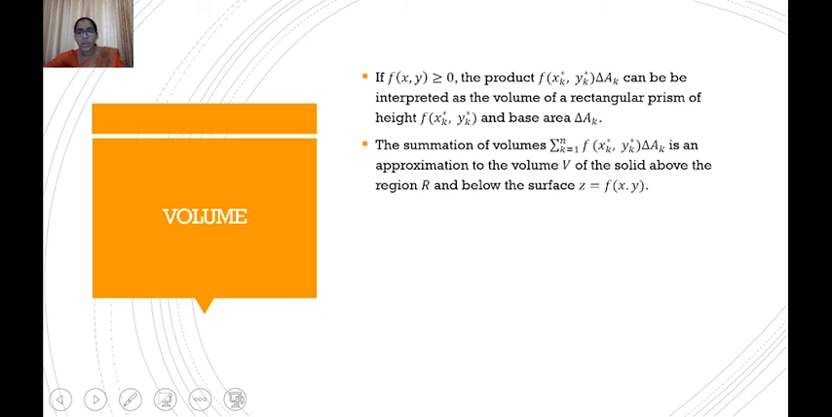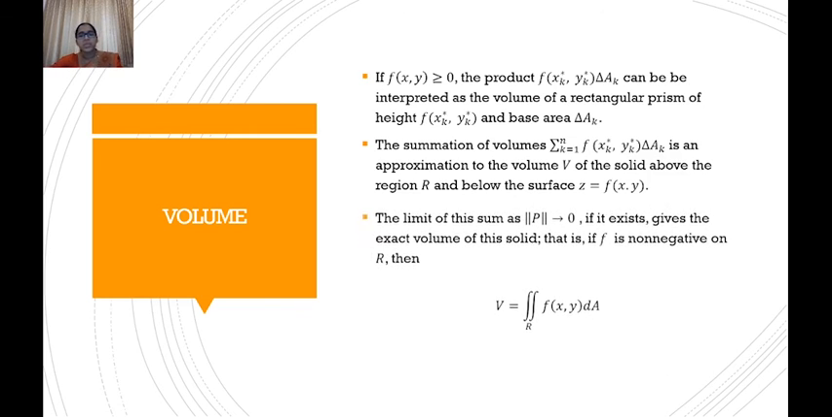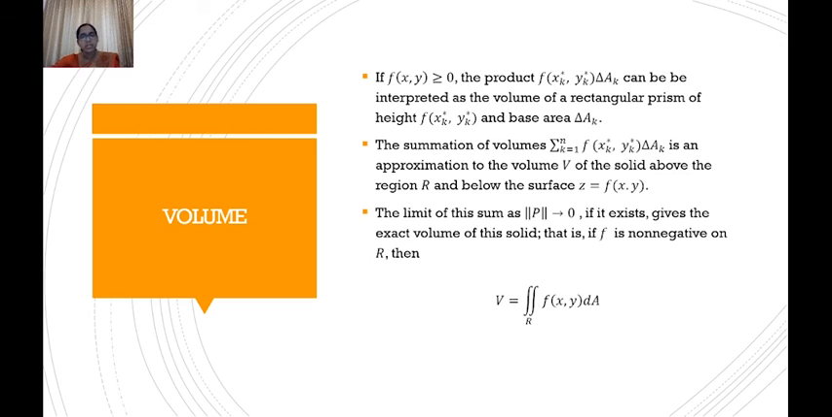Now the summation of these volumes, that is the summation k equal to 1 to n of f of x_k star, y_k star into delta A_k, will be approximately the volume of the solid above the region R and below the surface, that is, lying between the region R and the surface z equal to f of x,y. So if, as usual, norm P tends to 0 and the limit of that sum exists, then the double integral of f of x,y dA will actually give us the volume. So this is what we are going to discuss for today.